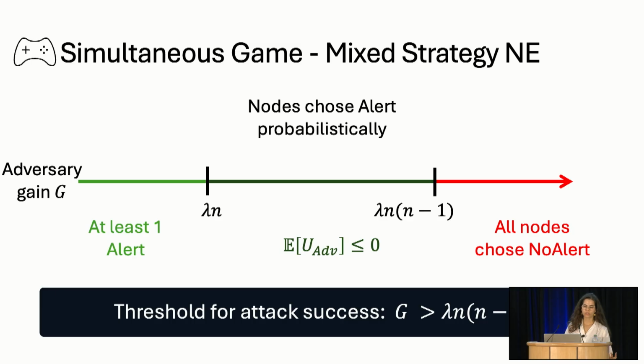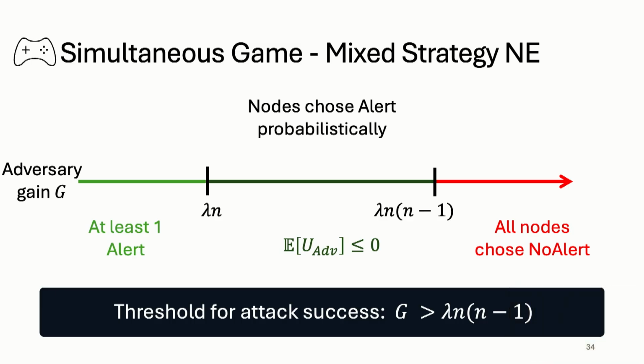And in fact, we can show that in this range, if the adversary offers a bribe to the nodes, the expected utility of the adversary is always non-positive, meaning that the adversary is always better off not offering any bribe. So for this game, the threshold for a successful attack is only if the adversary's gain is higher than lambda n times n-1, which is quadratic in the number of nodes. So what we showed is that this game actually reaches this upper bound that we showed earlier.